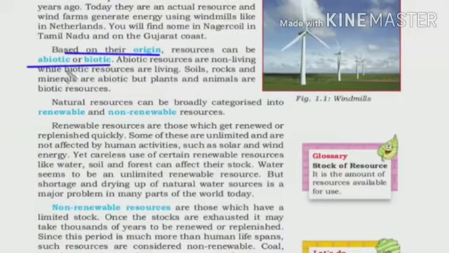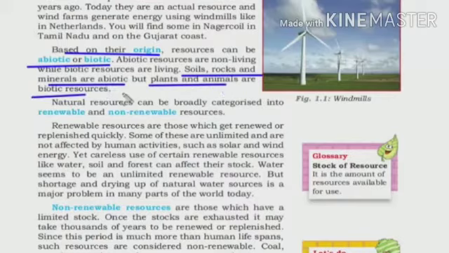Now from the origin perspective, resources can be divided into two categories, abiotic and biotic. It's simple, just remember, abiotic means non-living things and biotic means living things. So just an additional A, which means non-living things like soils, rocks and minerals, they all fall under abiotic. But plants and animals, they all fall under biotic resources.